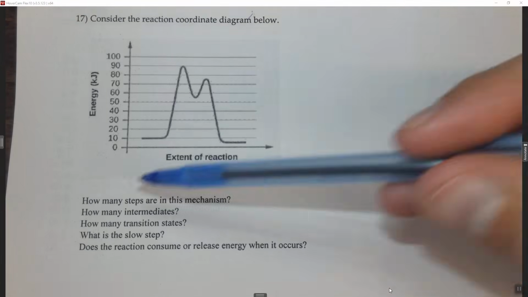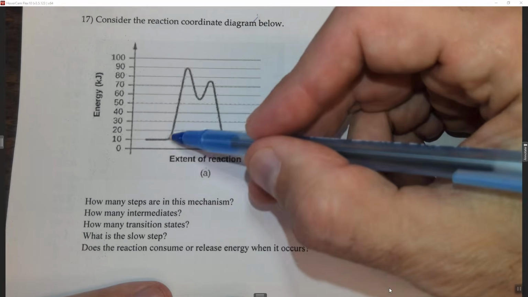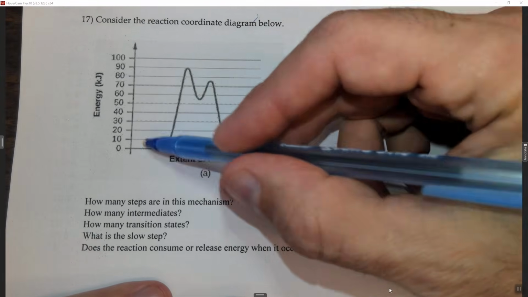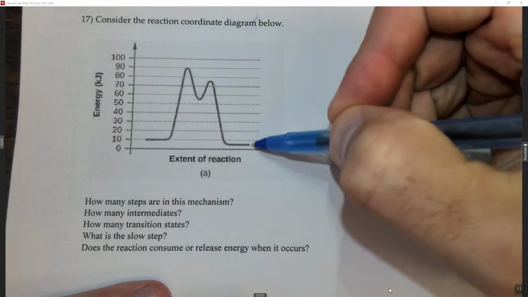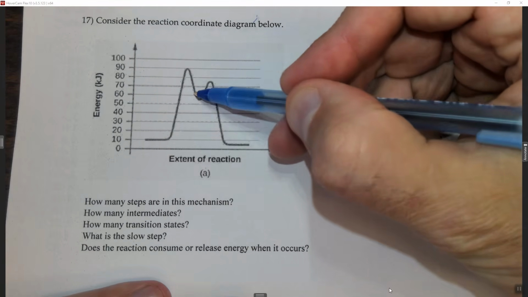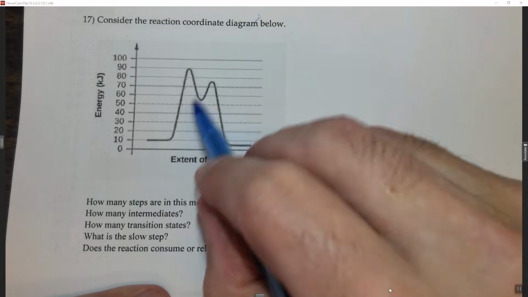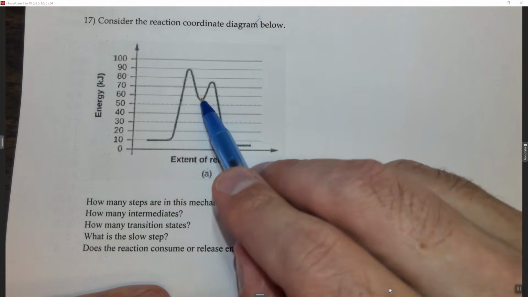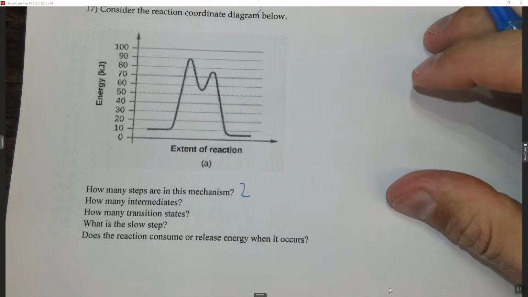It says, how many steps are in the mechanism? This is a 2-step mechanism. This is the first step, and this is the second step. Basically, every time you have a low point is a step. So here to here is step 1, here to here is step 2. So this is a 2-step mechanism.